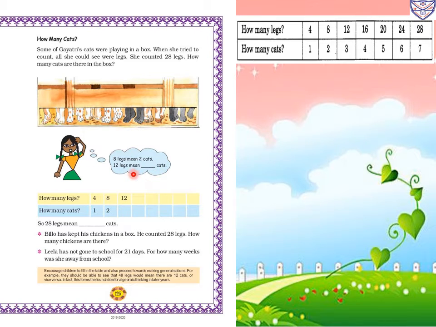So this we have to find out. First, how many legs, how many cats. So how many cats? 1. So 1 cat is having 4 legs. Now 2 cats have 8 legs. Then 3 cats have 12 legs.